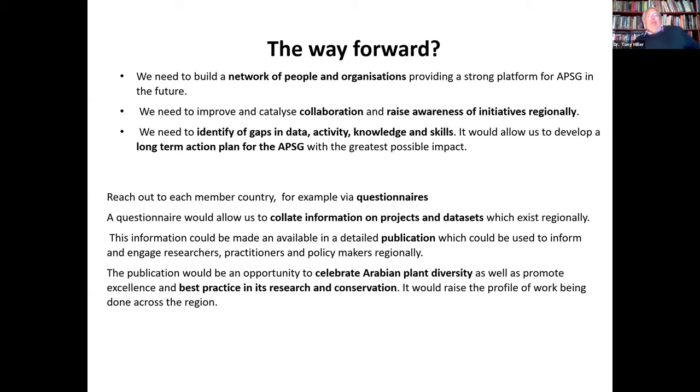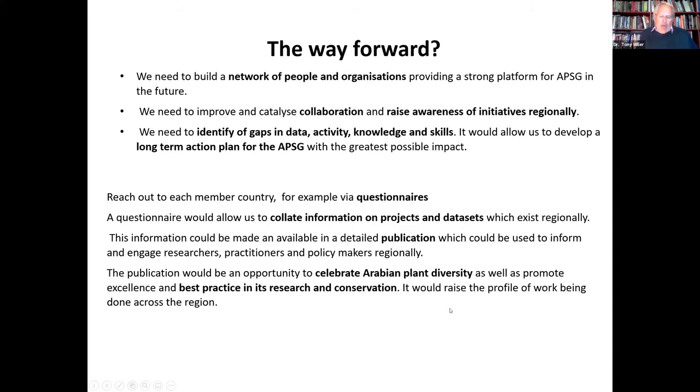It would also be an opportunity to celebrate Arabian plant diversity. I think we've seen from some of the talks that things about the cultural heritage, particularly, are absolutely fascinating and probably little known. It would also help us collaborate to get an idea of best practice in research and conservation. We're dealing with a number of countries here, each with independent projects and programs. There's a lot to be learned from each other. So I think it would raise the profile of the work being done across the region as well.